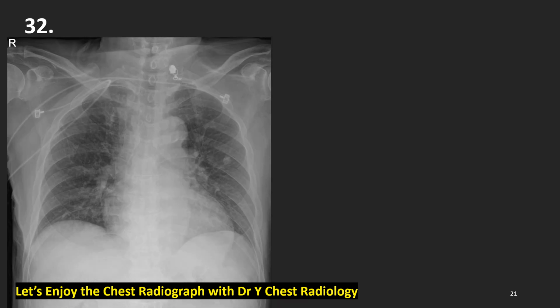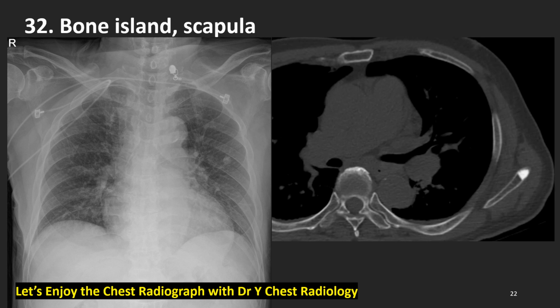How about this one? What is your guess? What is your answer? Isn't this like lung calcification, calcified granuloma? Maybe or maybe not. What is your answer? Let's check it out. How do you feel now? This bone setting CT shows the scapular lesion, pseudo lesion, bone island. Isn't this interesting?